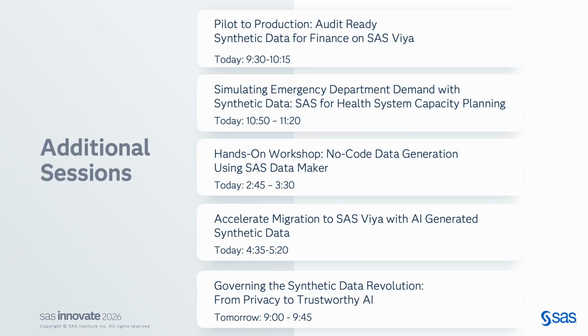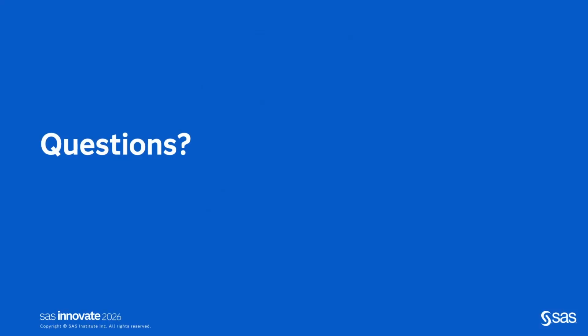Before we go to questions, I do want to call out some additional sessions today and tomorrow specific to synthetic data. I want to call out the hands-on workshop today at 2:45. It's over in the Vineyard Towers. When I checked right before this, it's nearly full. So if you're interested in a hands-on workshop for Data Maker today, go into your event app and reserve a spot there. There were only a few spots left. But with that, I will turn it over to you for questions. I got 1 minute for questions.